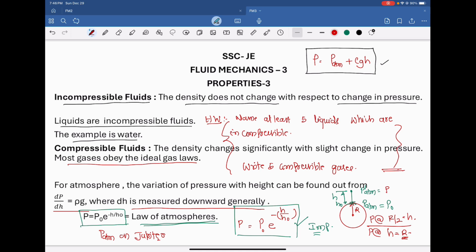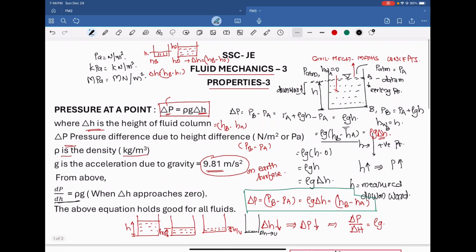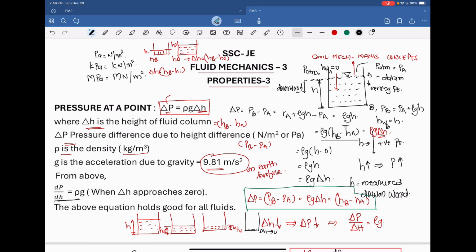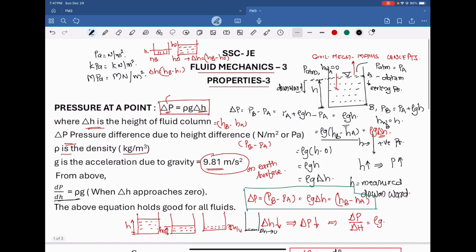And there is one very simple question, not a complicated question, asked in SSC JE 2024, that how the atmospheric pressure changes as we go above the Earth's surface. Atmospheric pressure decreases as we move upwards from the Earth's surface. Please remember this.